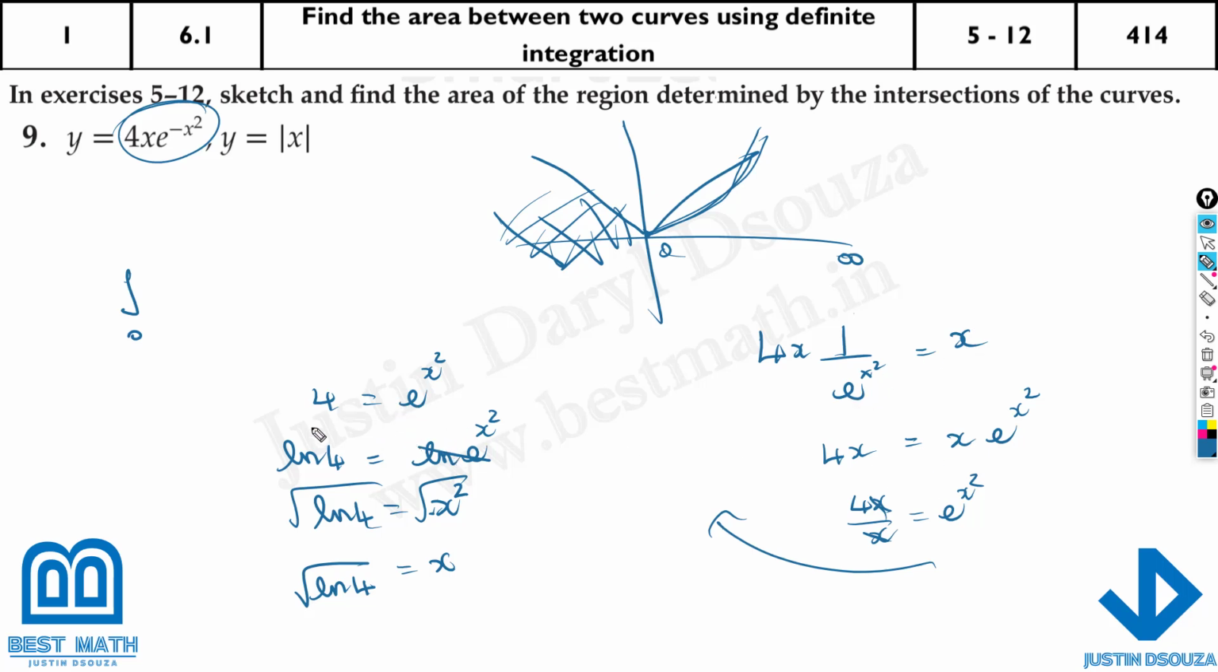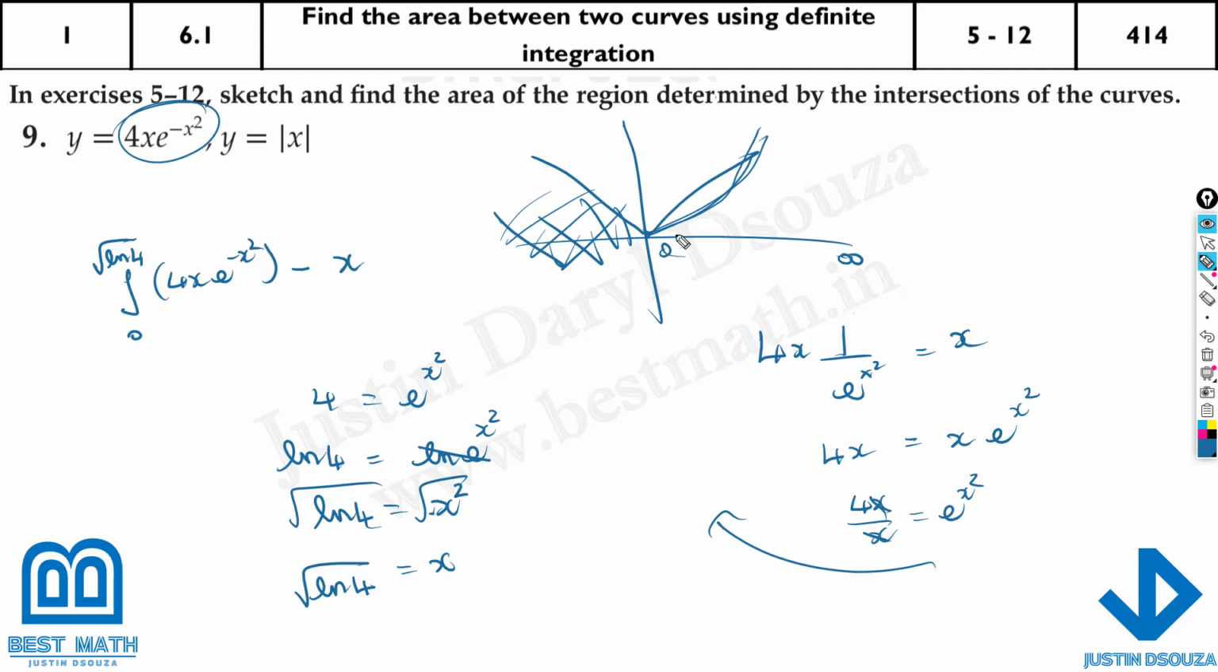Here I have done all the detailed steps, but you can directly solve it. You don't need to do this. Just take ln over here, this will come down, e dissolves directly, and the square root would be the answer. So you can skip some steps. Now the limit 0, yes, I knew, but what's the other limit? It goes until square root of ln 4. Now what next? One of the functions is 4x e to the power minus x squared minus x only.